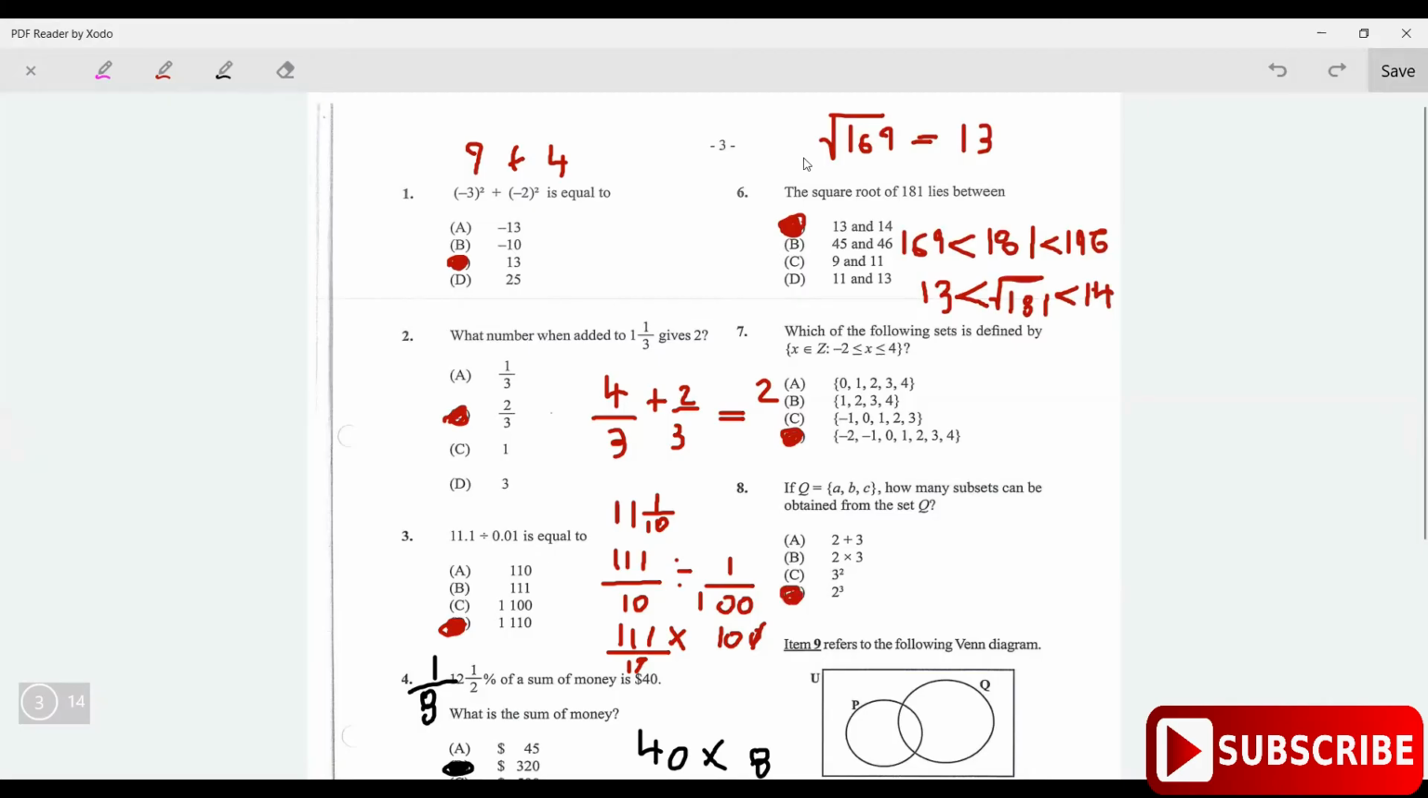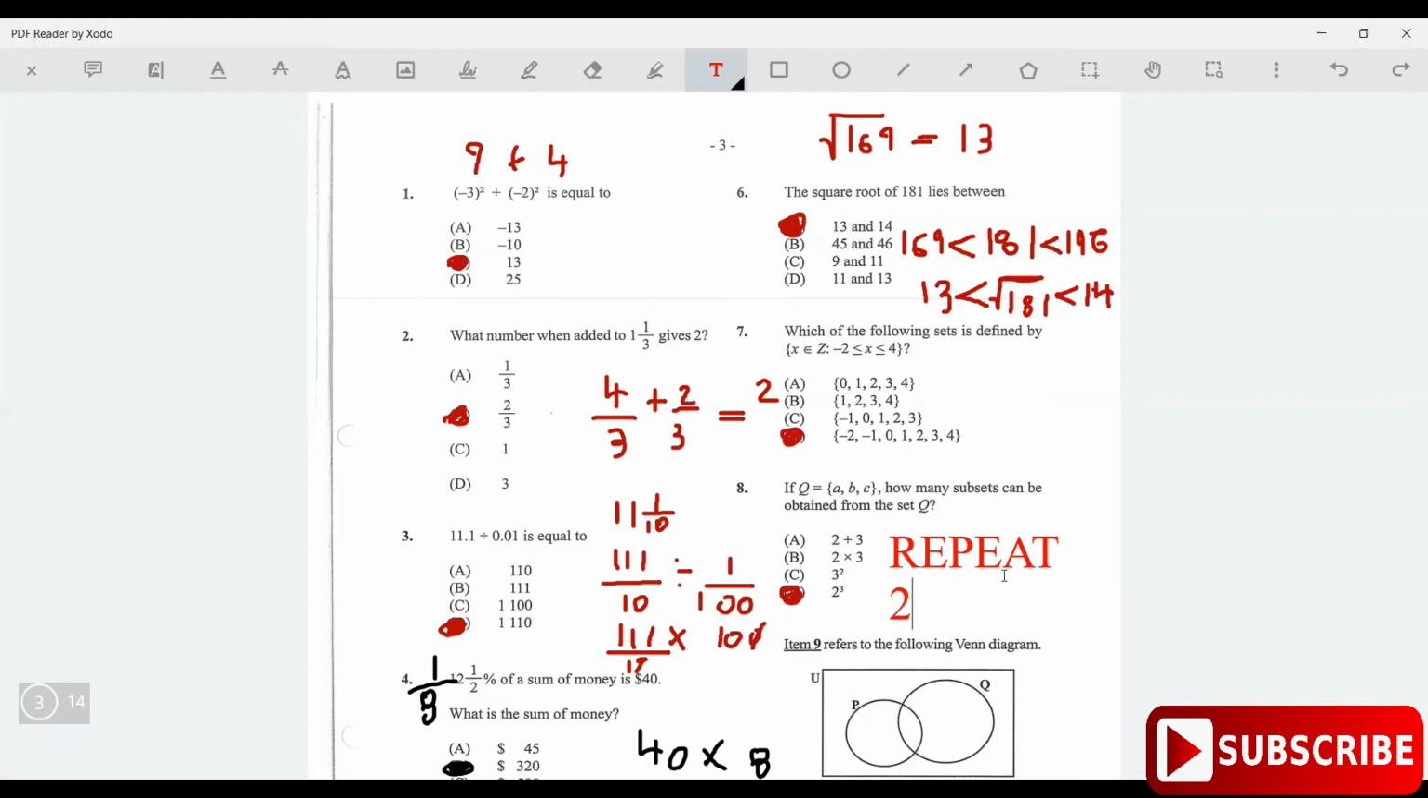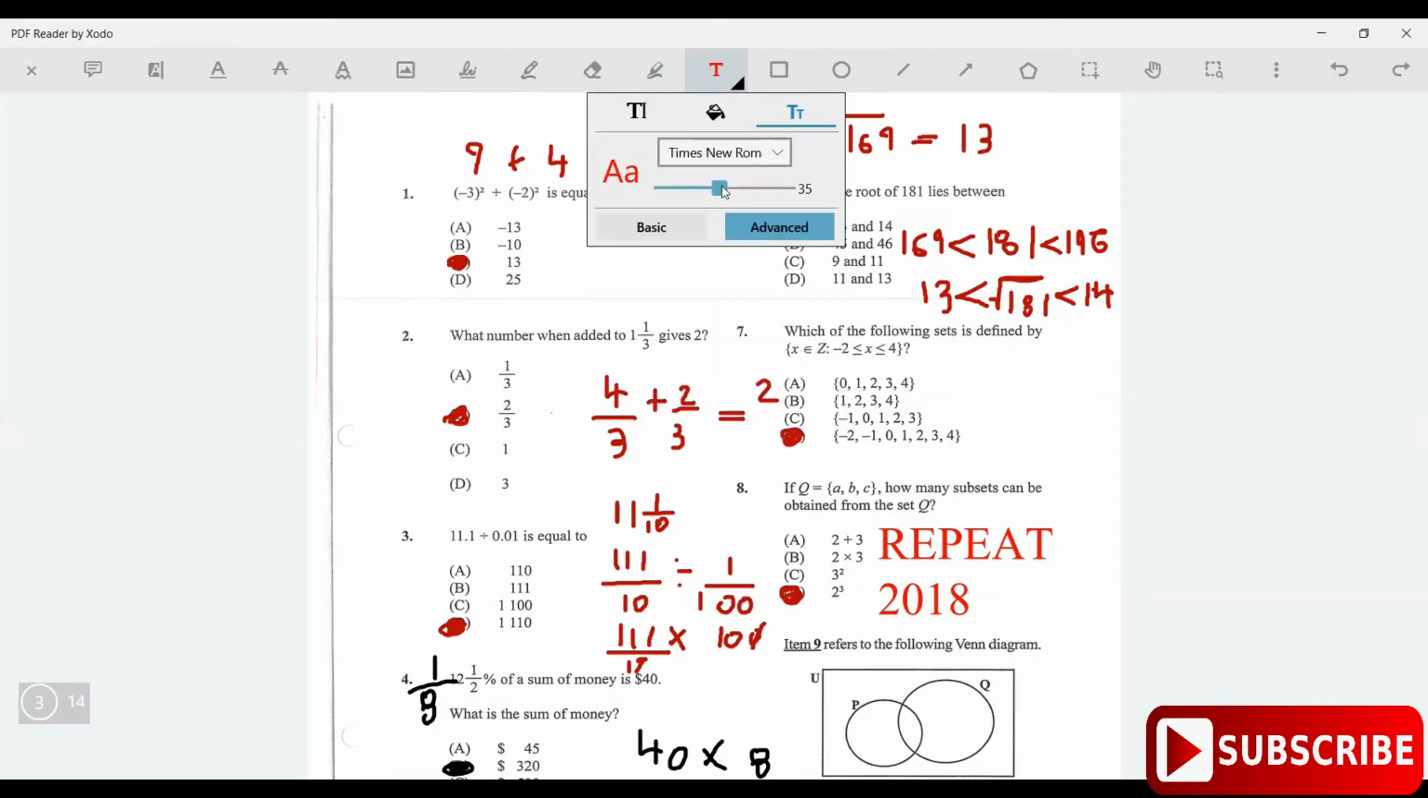All right, so this is a repeat of 2018. So I like to write them down. This is a repeat of 2018. Good to write it down. Nice repeat question. Okay. That's a repeat, so going on.